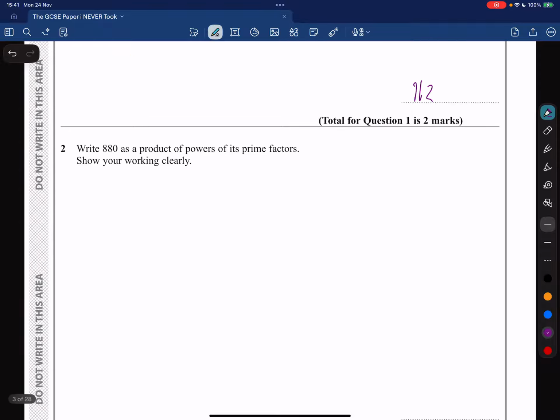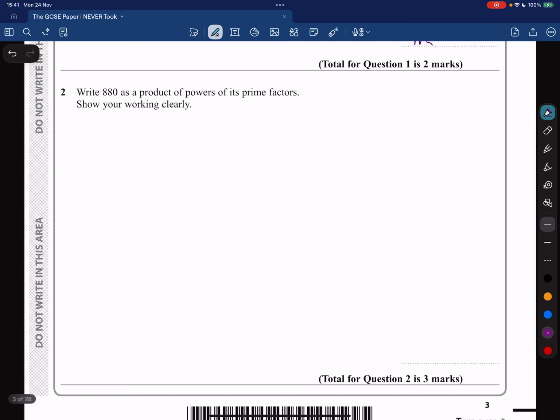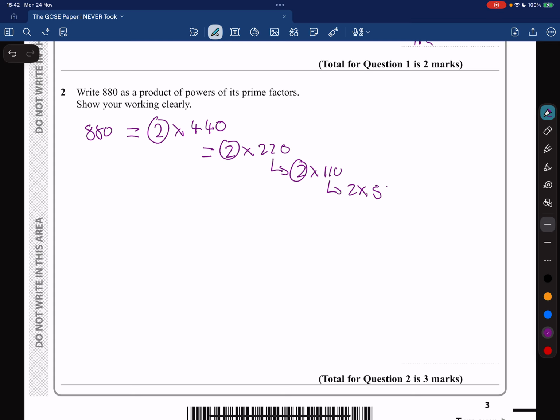112. Right, 880 as a product of powers of its prime factors. So 880 is equal to 2 times 440. 440 is equal to 2 times 220. 220 is equal to 2 times 110. 110 is equal to 2 times 55. And 55 is equal to 5 times 11.